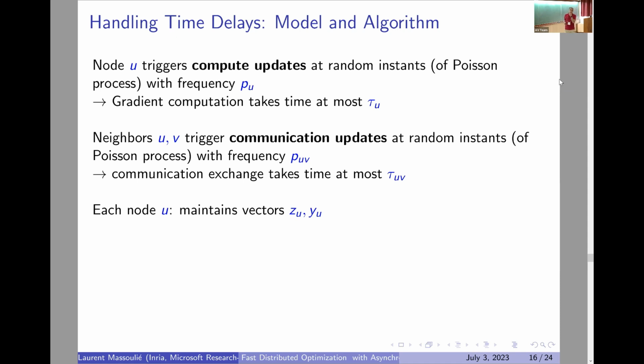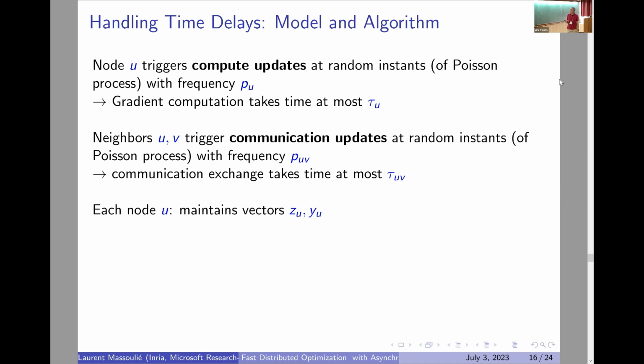We have the following model for the operation of the system under delays. We will have an assumption that when node U decides to compute a gradient, the computation will be completed in time at most tau sub U. So that's the compute delay parameter for node U. And so we'll assume that node U will trigger compute updates again at a random instance, the points of a dedicated Poisson process, and p sub U will be the frequency with which you compute gradients at node U.